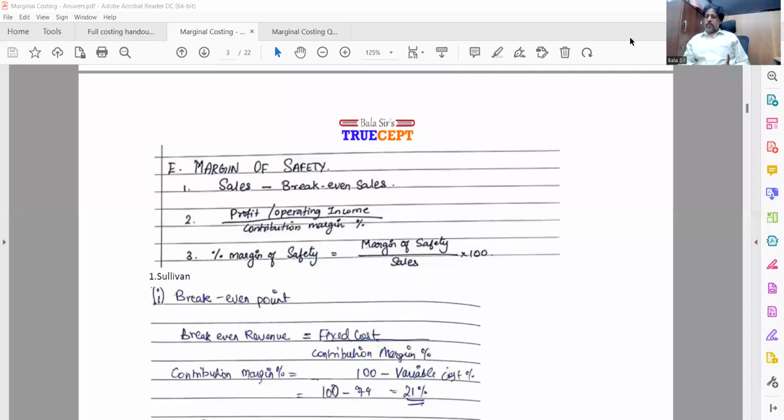Now, guys, remember, those are the 2 equations for MOS, margin of safety. And with that, we complete today's session.